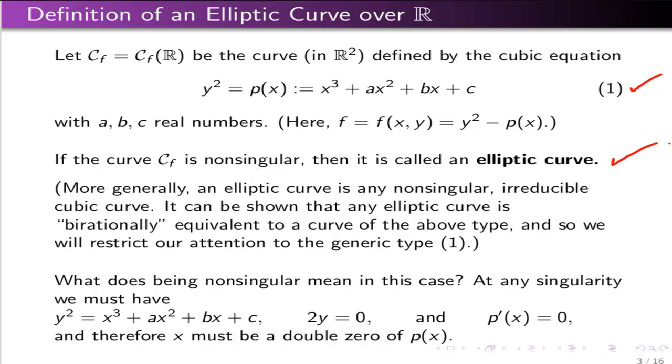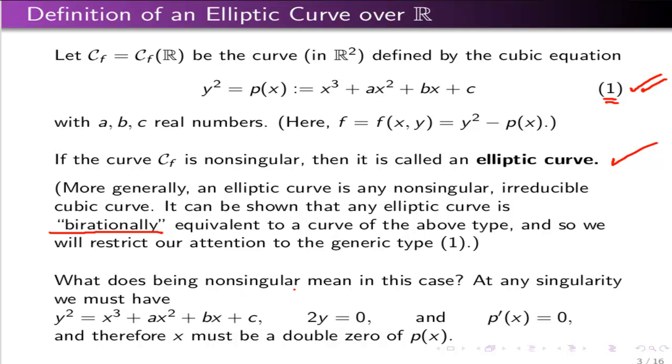More generally, an elliptic curve is any non-singular cubic polynomial. The form 1 is just a particular type of cubic polynomial, but it turns out that any non-singular cubic polynomial can be transformed into this canonical shape 1 by what's called a birational transformation. So it's a transformation where the two coordinate functions are rational functions in x and y. We're not going to get into that here. We'll just assume that all of our elliptic curves have the form given in equation 1.